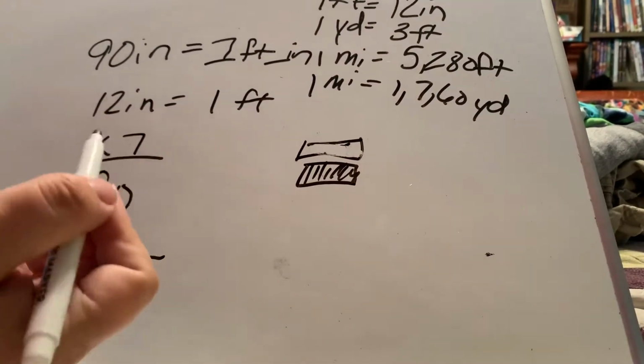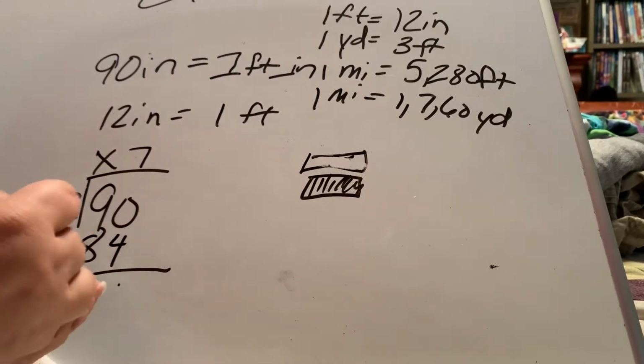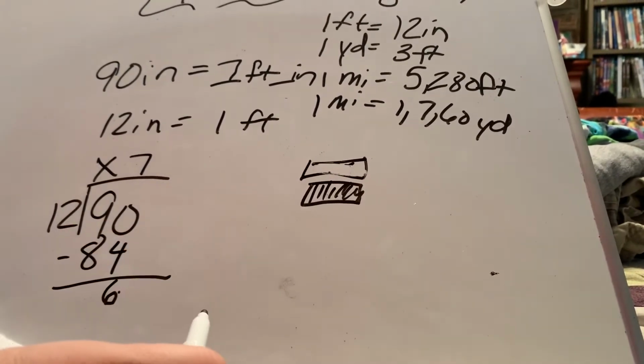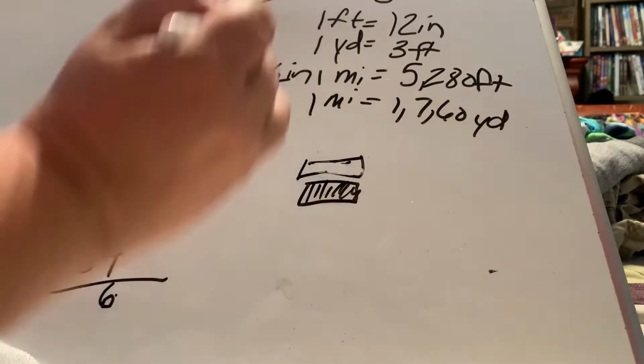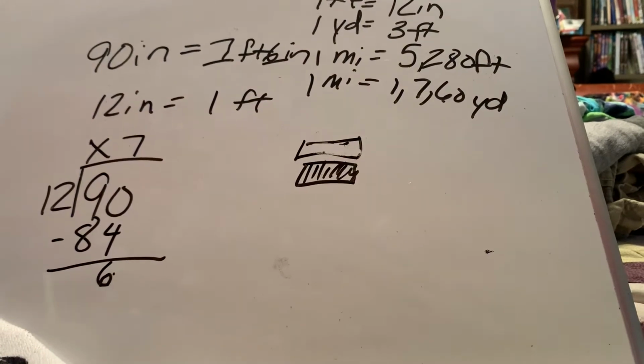Now, how do we find out the inches? We take the remainder. So 90 minus 84 would leave me with 6. That's right. So in this case, it is 7 feet, 6 inches.